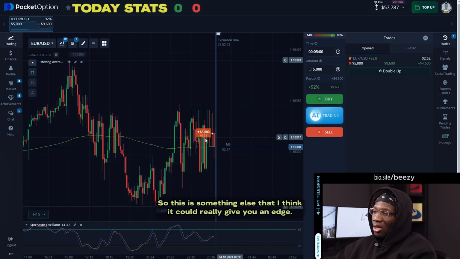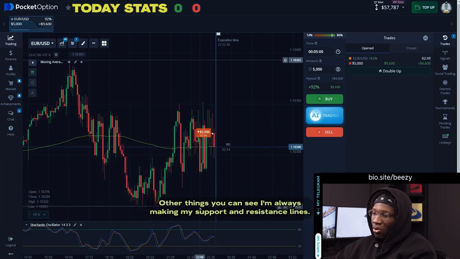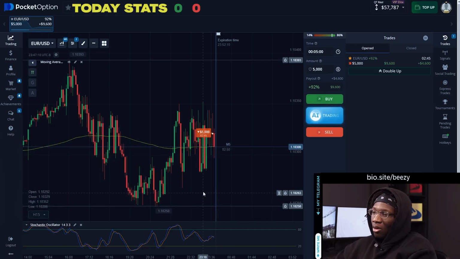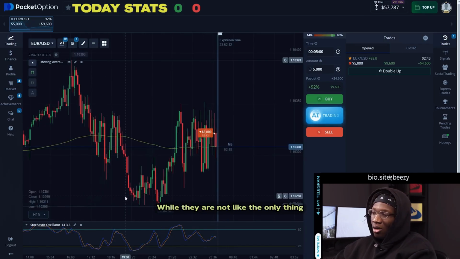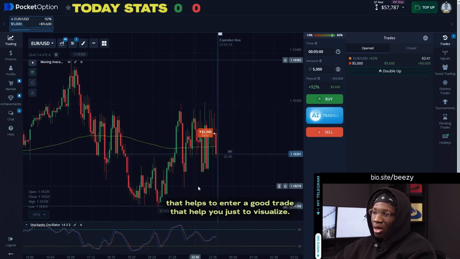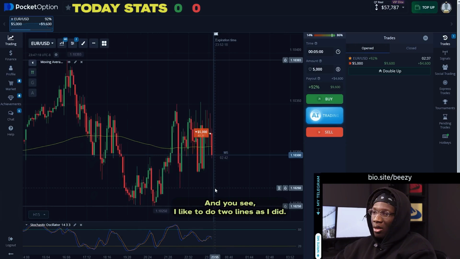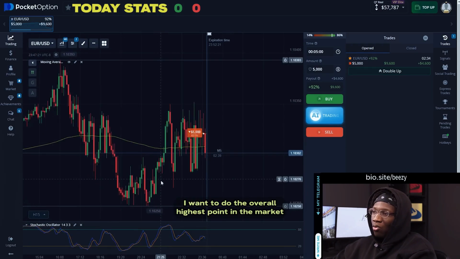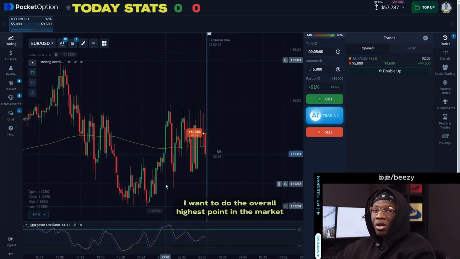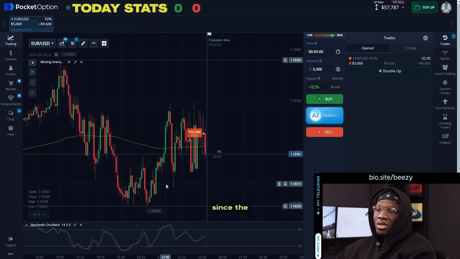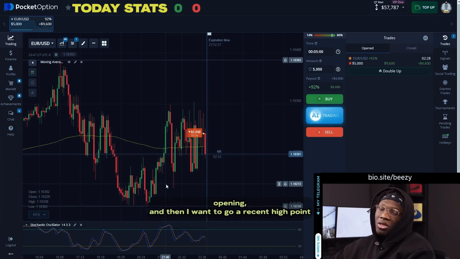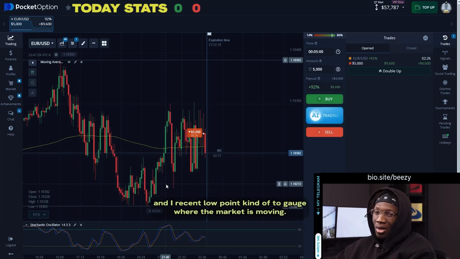So that's just something else that I think could really give you an edge. Other things you can see, I'm always making my support and resistance lines. While they are not the only thing that helps to enter a good trade, they help you visualize. I like to do 2 lines as I did. I want to do the overall highest point in the market since the opening, and then a recent high point and a recent low point, kind of to gauge where the market is moving.